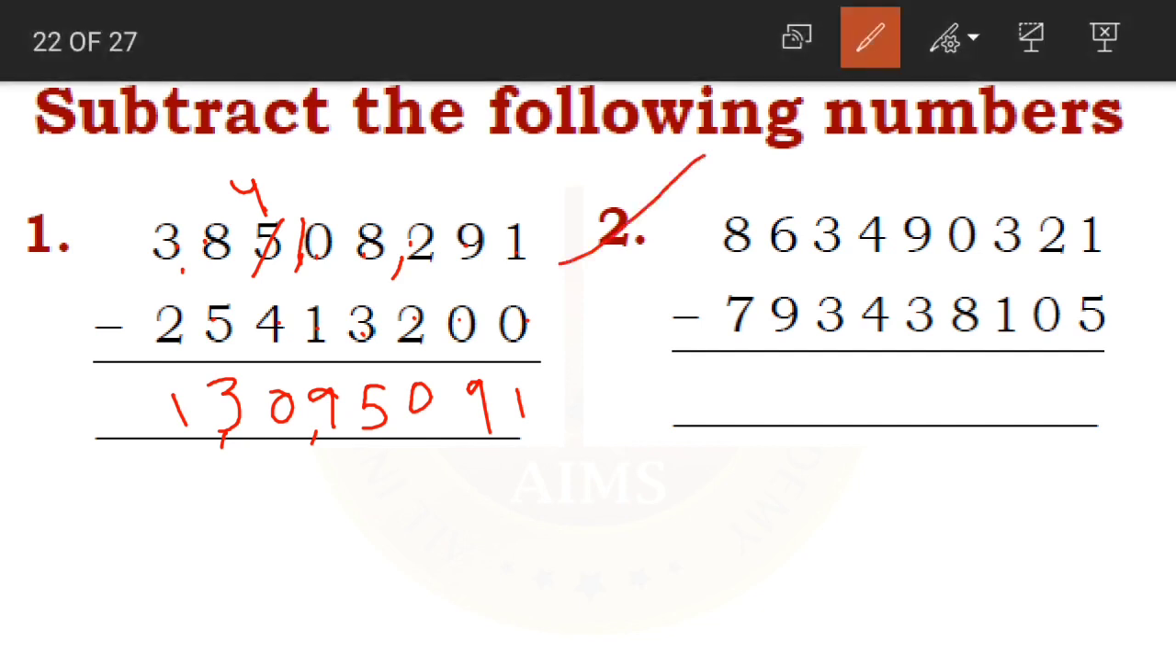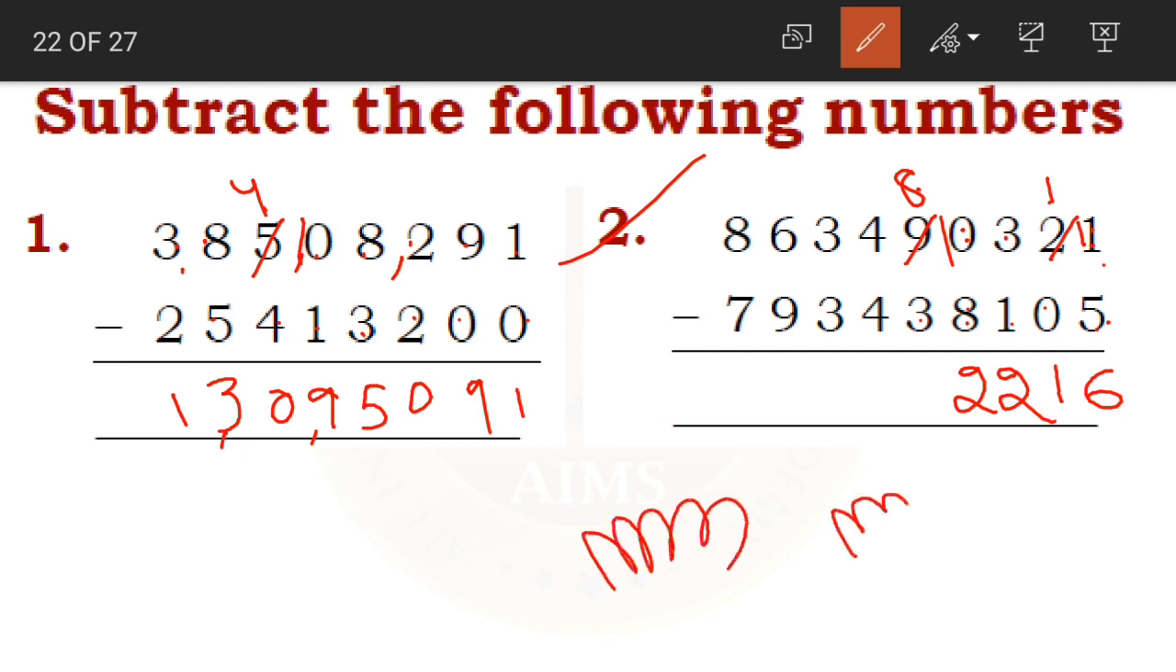Coming to example number 2. 1 minus 5 not possible, so we'll borrow. 1 becomes 11, 2 becomes 1. 11 minus 5, 6. 1 minus 0, 1. 3 minus 1, 2. Now 0 minus 8 not possible, so we'll borrow. 10 minus 8, 2. 8 minus 3. Yes, open 8 fingers and close 3.